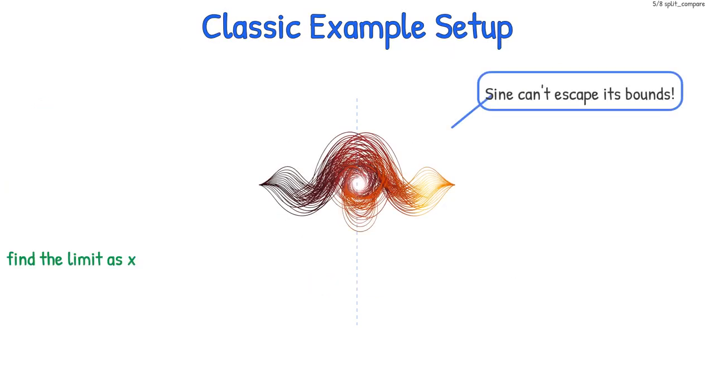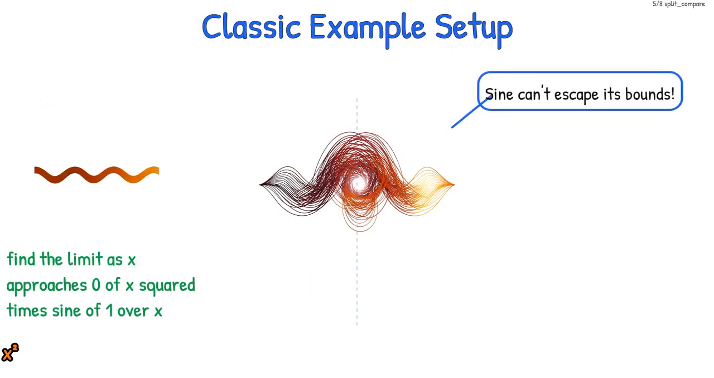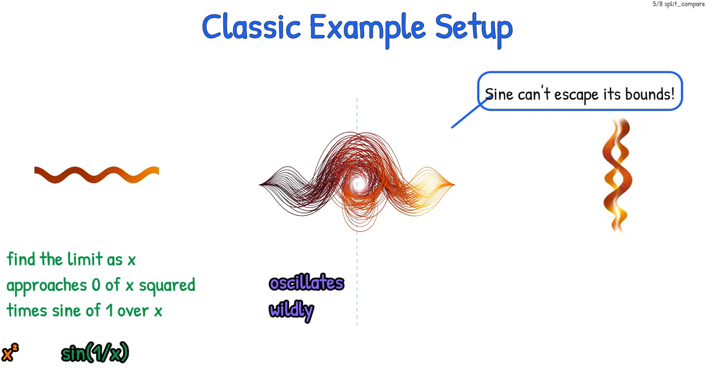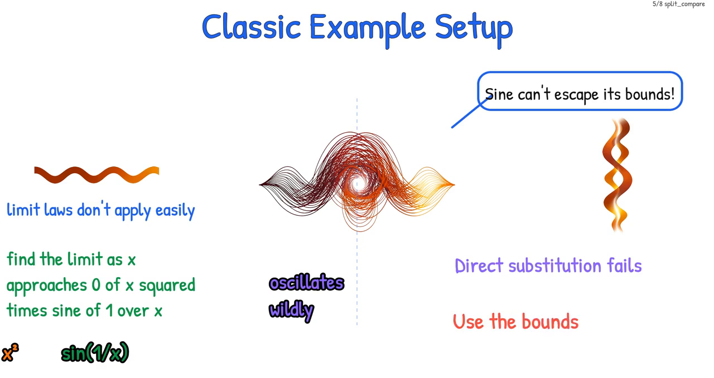Classic example: find the limit as x approaches 0 of x squared times sine of 1 over x. The function sine of 1 over x oscillates wildly between -1 and 1 as x approaches 0. Direct substitution fails and limit laws don't apply easily. Use the bounds of sine: -1 is less than or equal to sine of 1 over x, which is less than or equal to 1, for all x not equal to 0.